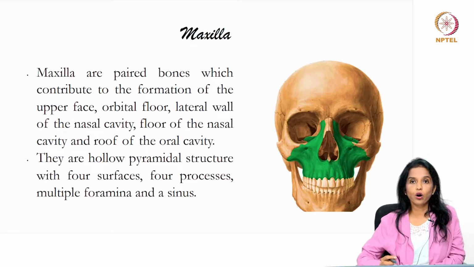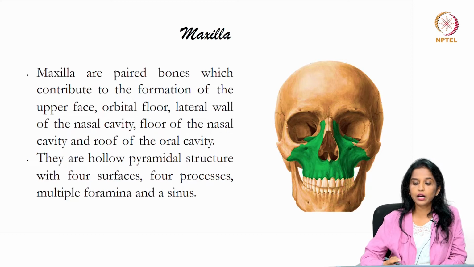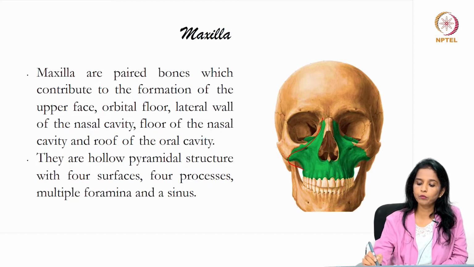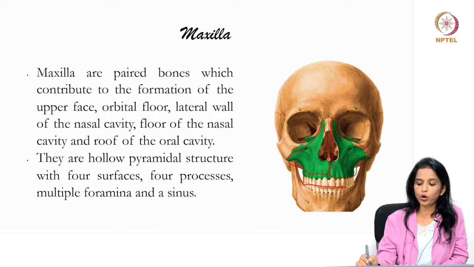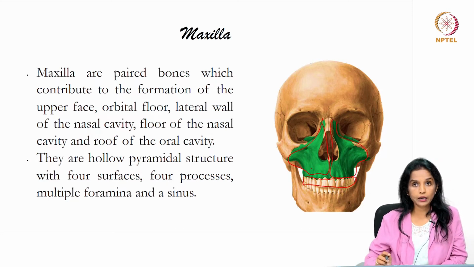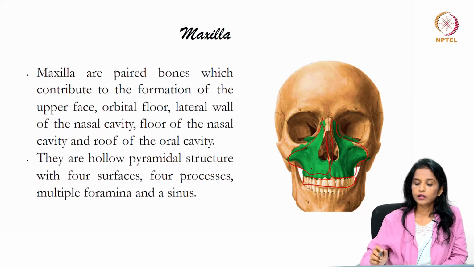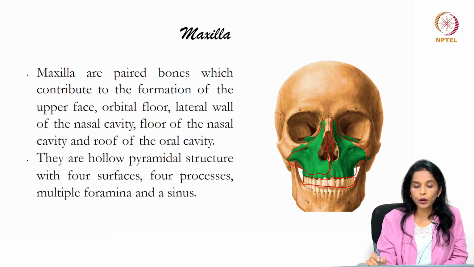And now we move on to the maxilla. The maxillae are actually paired bones. So we can see there are two maxillae here. This is a very important bone of the facial system, because it houses the most important part of the masticatory apparatus. Like how we said the orbital bone houses the most important sense organ, the maxilla is the one which carries the upper part of the masticatory apparatus, that is the teeth structures.